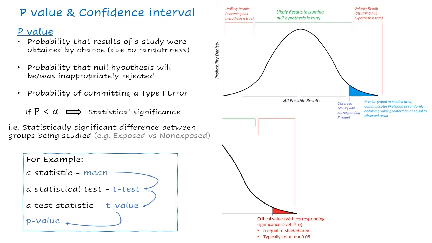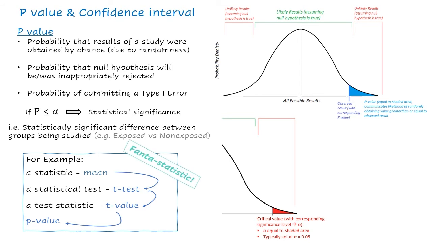Once calculated, the p-value is compared to a preset significance level, labeled alpha, to determine if there is a statistical significance. If the p-value associated with the acquired result is less than or equal to the significance level, then the null hypothesis is rejected and the study result is deemed statistically significant.